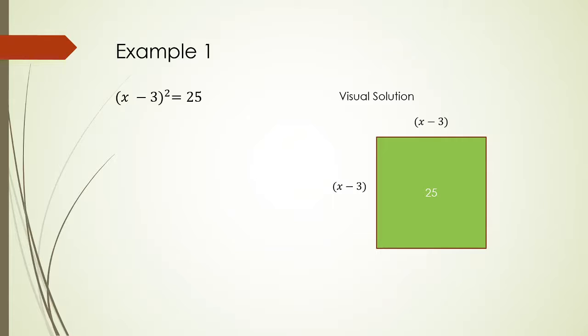Since the area of the square is 25, one side must be 5. How do we get 5? Because we square root the 25, then we get 5. That means one side of the square is 5. Then we use x minus 3 equals 5, and we can solve for x. Hence, as long as we make one side of the equation a square, we are able to square root the whole equation to find x.